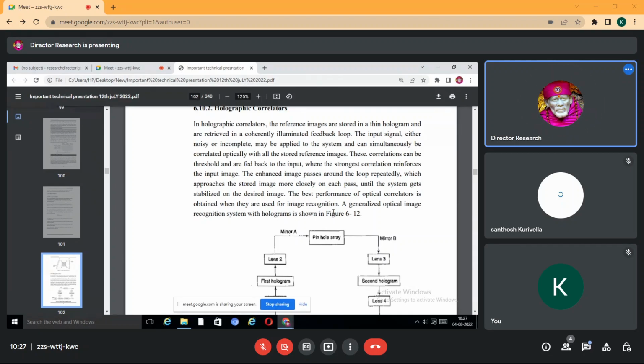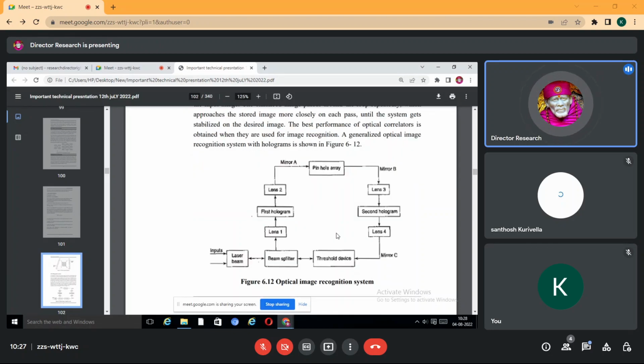These correlations can be thresholded and are fed back to the input, where the strongest correlation reinforces the input image. The enhanced image passes around the loop repeatedly, approaching the stored image more closely on each pass until the system stabilizes on the desired image. The best performance of optical correlators is obtained when they are used for image recognition.